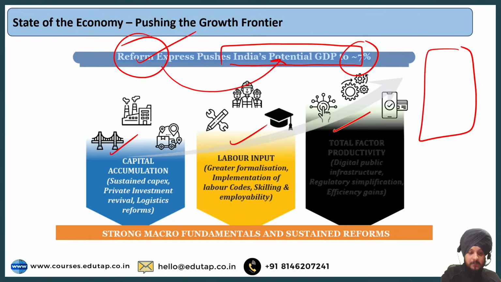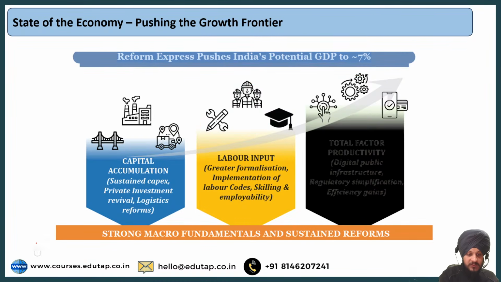So the first factor is capital accumulation, right? Capital accumulation basically means building physical capacity. Now, as a part of this capital accumulation, the economic survey talks about, first of all, sustained capital expenditure. That is nothing but building roads, building bridges, building highways, all such sort of things, right? Which is of course going to play a very important contributory role.